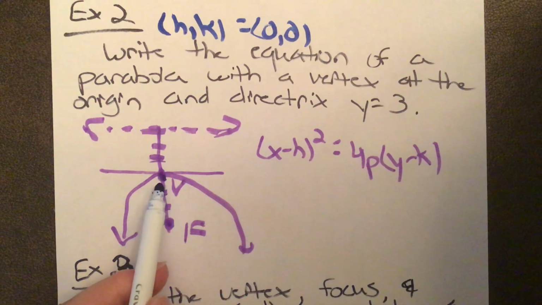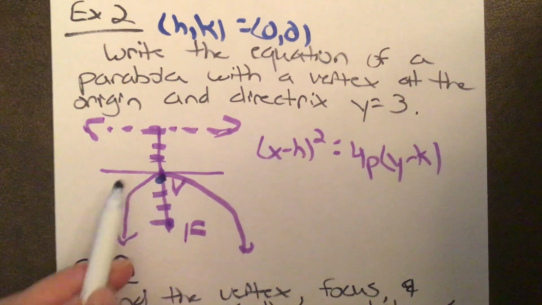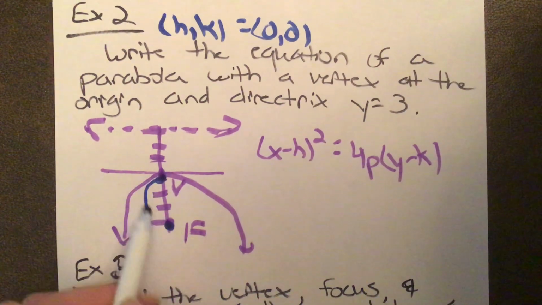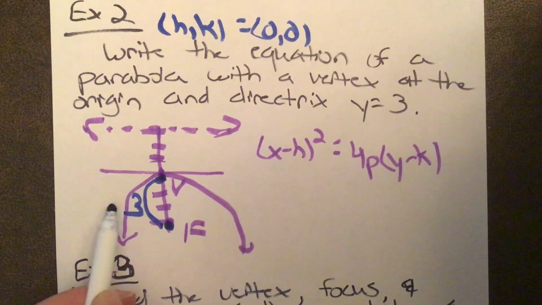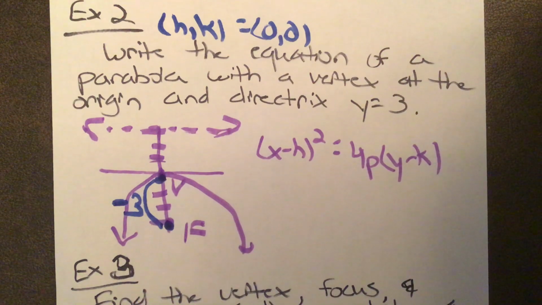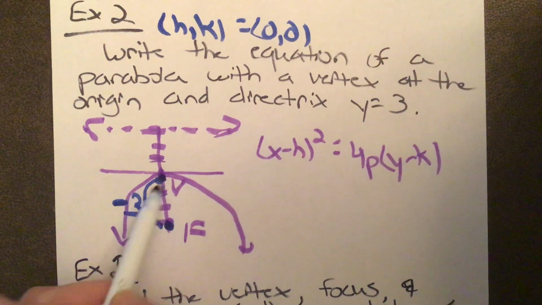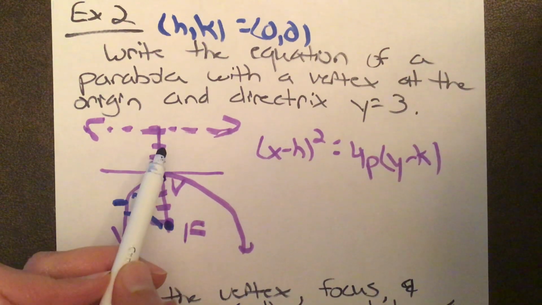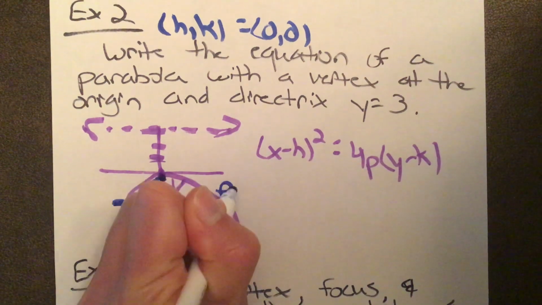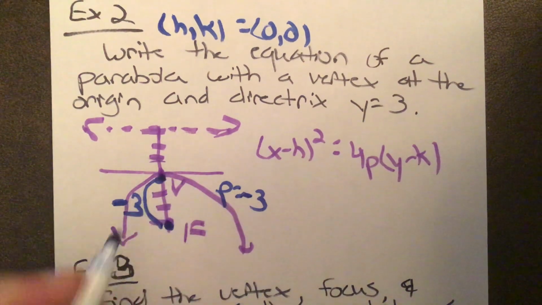And then what's the focal radius? Remember, the focal radius is how far I go from the vertex to the focus. So I know I move 3, but since I'm moving down, that's a negative 3. If you're moving down, it's negative. If you're moving up, it's positive. So my p is negative 3.